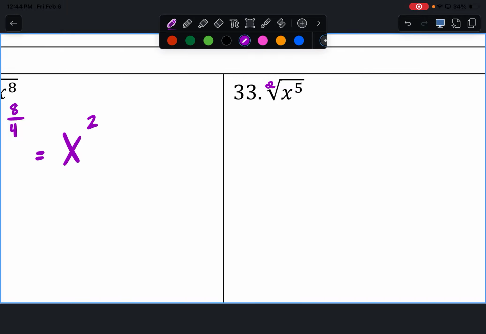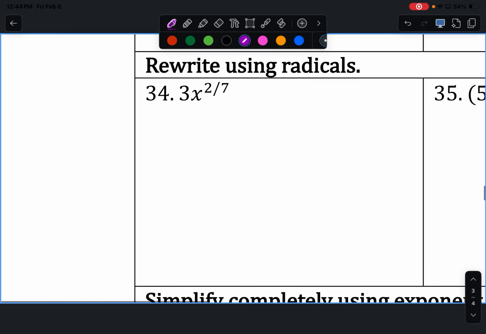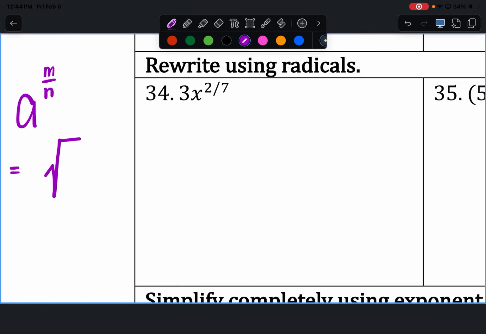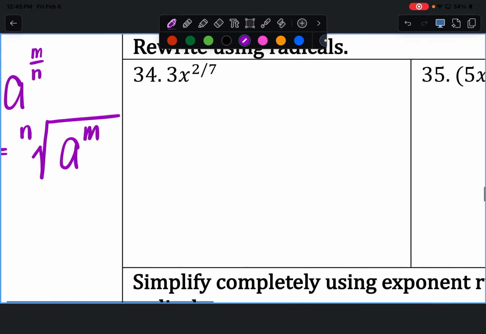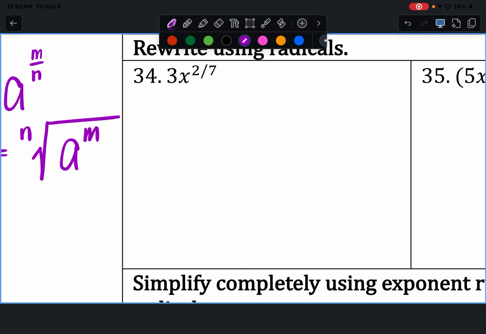Okay? Now we're going to rewrite using radicals. So this time, we're going to go from our rational exponent, a to the power of m divided by n. When we rewrite to a radical, our base stays in the house. The power goes to the house, but the trees stay outside. The root goes outside because it's a tree, right? Now, that's what we're doing for all of these. So, for number 34, what is being raised to the power of 2/7?